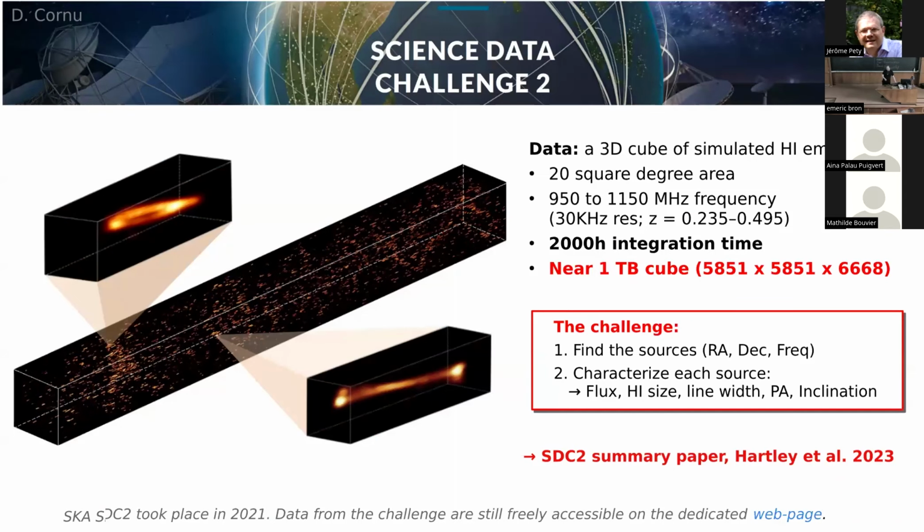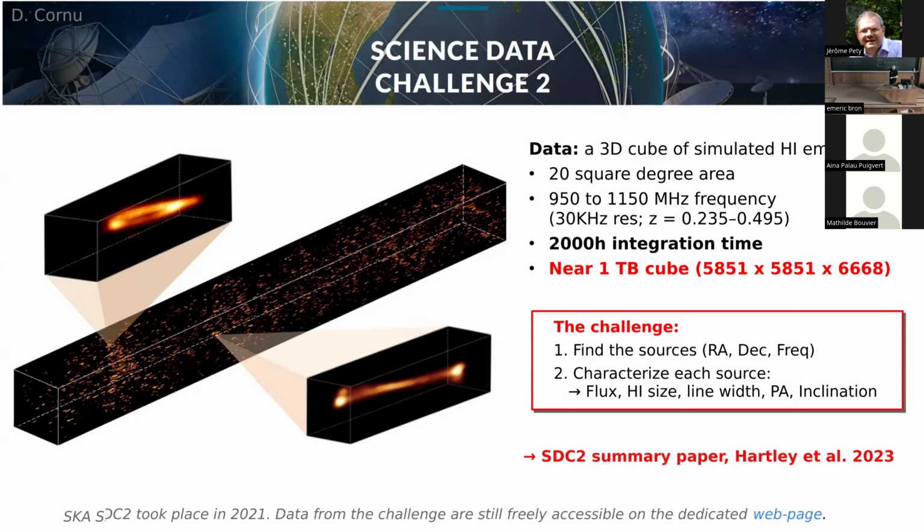Okay, hyperspectral data now. So in the second data challenge, we were provided with a large cube of HI emission corresponding to 2,000 hours of integration time with the SKA. So it's a large 1 terabyte cube. This time we are provided with a smaller cube on the side to train the model on, to which we add the ground truth catalog, but that was produced with the same simulation code and in the same conditions.